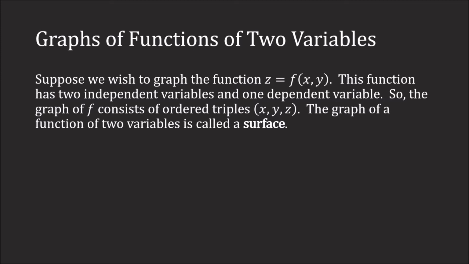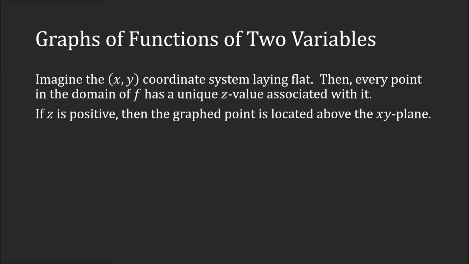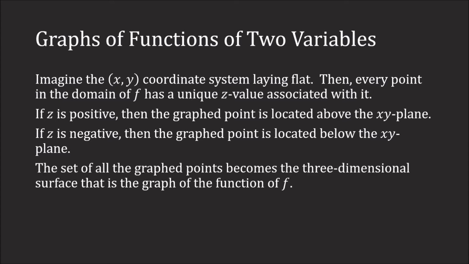So imagine that the xy coordinate system is laying flat. Then every point in the domain of f has a unique z value associated with it. If z is positive, it lies above the xy plane. If z is negative, it's going to lie below the xy plane. And then the set of all the graph points becomes the three-dimensional surface that is the graph of the function f of xy.